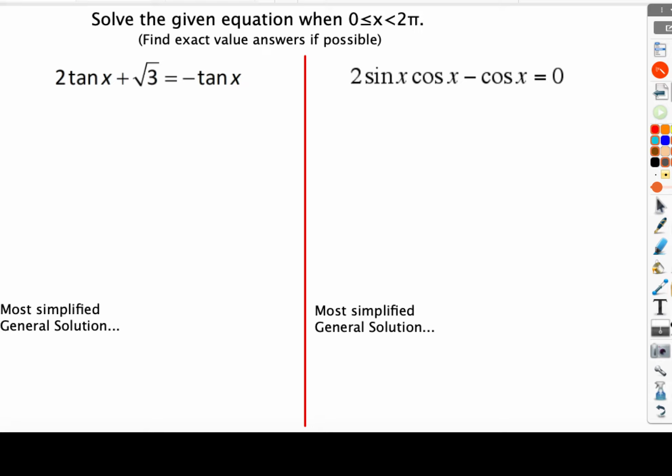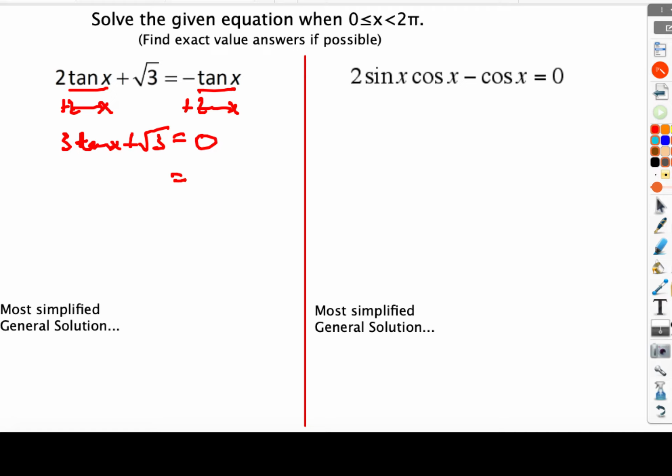So if we're solving larger, more difficult equations here, let's go ahead and take a look at a couple of these and see what we can do. First thing I would notice is I have a tangent of x on both sides. So I'm going to go ahead and add tan x to both sides. So this is going to become 3 tangent of x plus root 3. And again, negative tan x plus tan x is really just equal to 0.